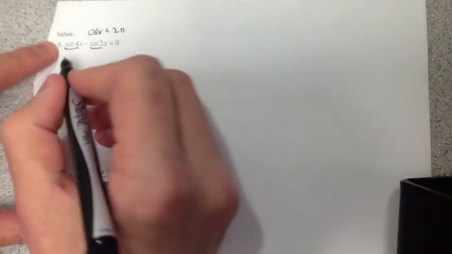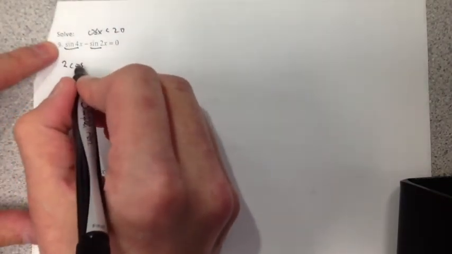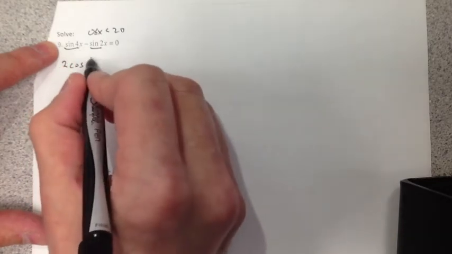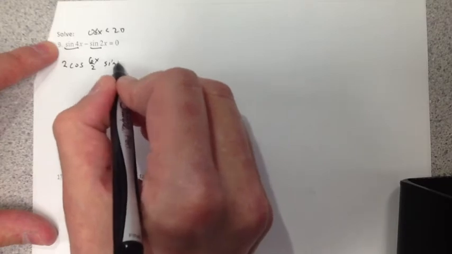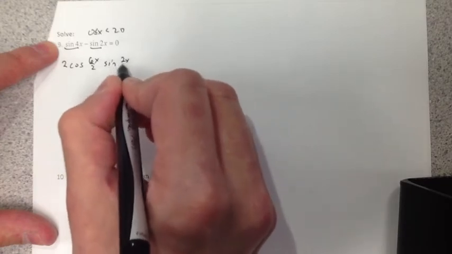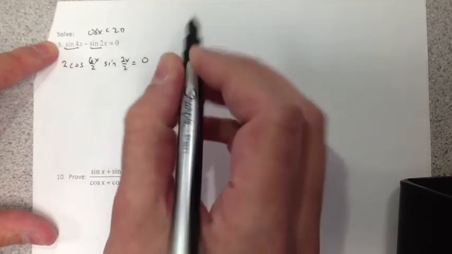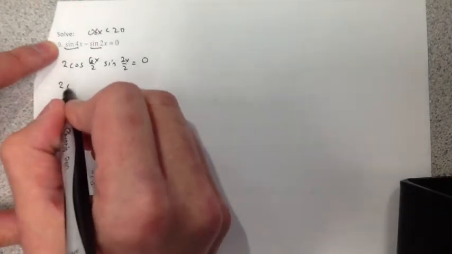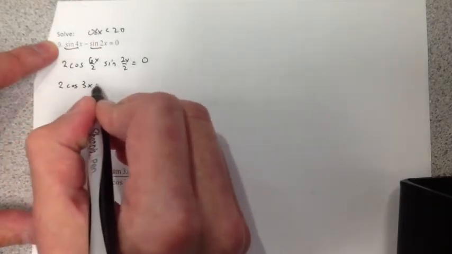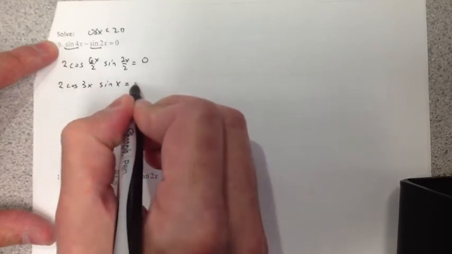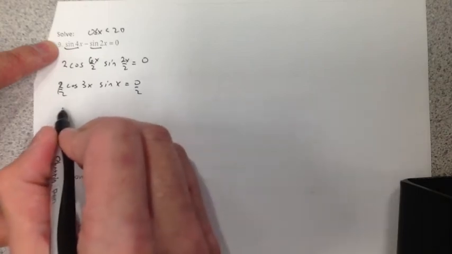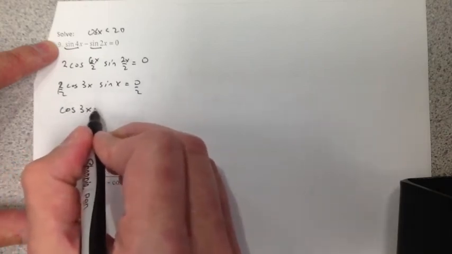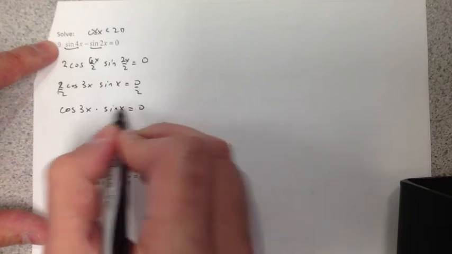So my rule is sine minus sine, so it's 2 cosine. The rule says to add them together, so I get 6x over 2, and then subtract them, the sine of 2x over 2, equal to 0. And I just simplify this. 2 cosine of 3x sine of x equal to 0. Again, if I divide by 2, those cancel out. So what I'm left with is the cosine of 3x times the sine of x equal to 0.